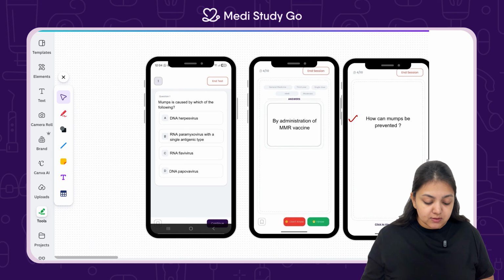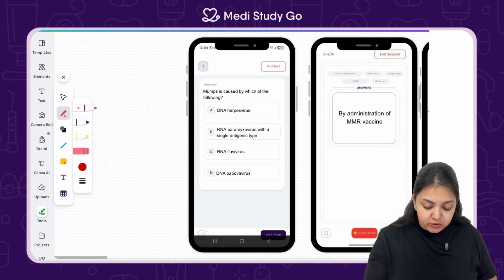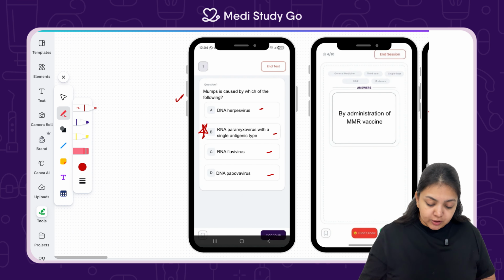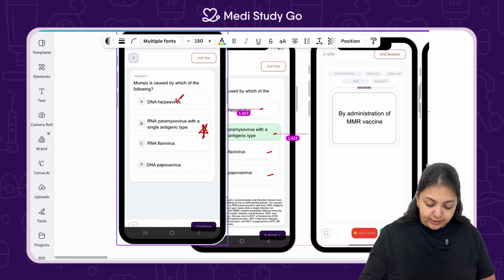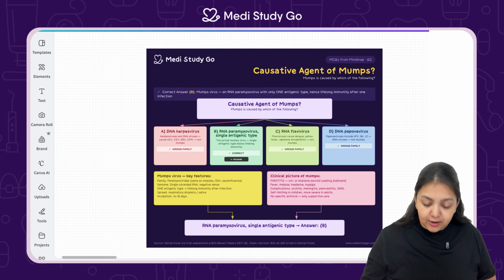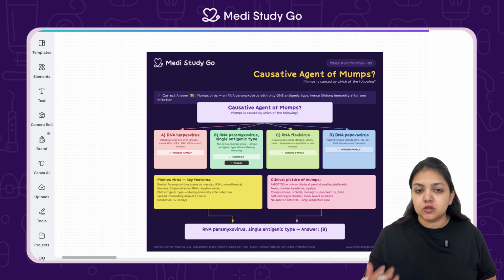And you can even solve some questions based on the MCQ pattern, like mumps is caused by which of the following: a DNA virus, RNA Paramyxovirus, RNA Flavivirus, or DNA Papovirus. So yes, we've learned that this is the answer. You just flip over the question and you'll get to know the answer. Also, you'll get the explanation as to why option A, B, C, D is or is not an answer.